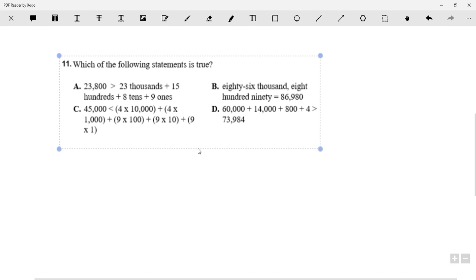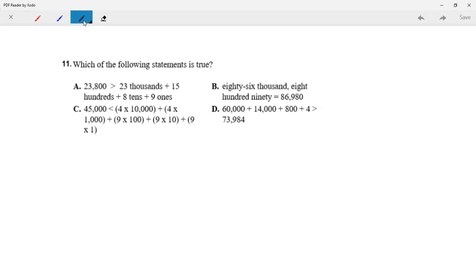I was working with a small group, I guess, a couple days ago, and we went over this problem, and I asked if they had any requests for videos that I was going to make, and they mentioned that they wanted me to go over this specific problem in a video. So, alright, let's just get right to it.